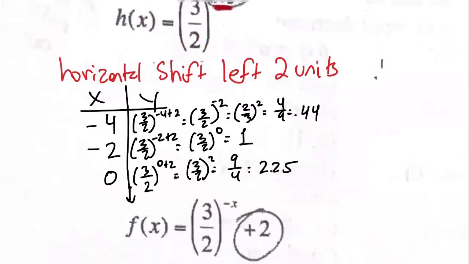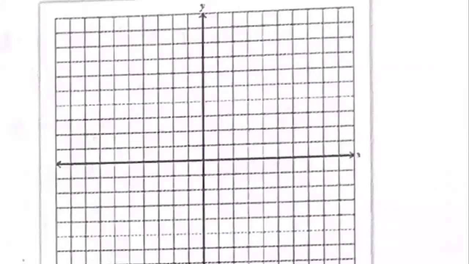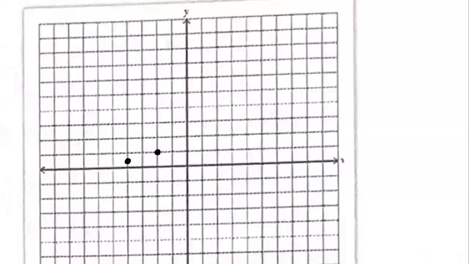Okay, so now we can graph it. So -4, 0.44. At -2, we have 1. And then at 0, we have 2.25, so it's right here. And then we have our graph.